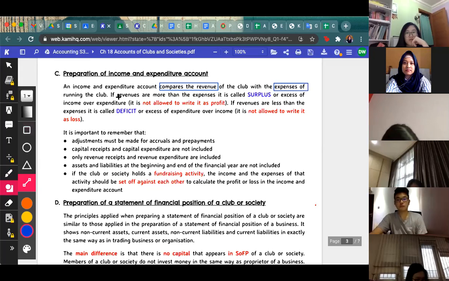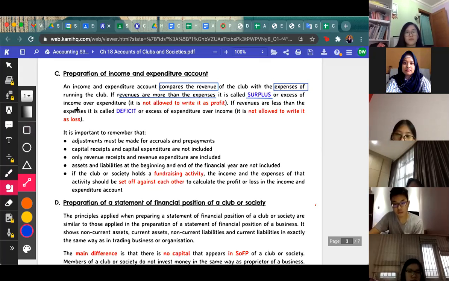Now, if revenue is more than expenses, usually we call it profit, but income and expenditure is for clubs and societies, which are non-for-profit organizations, so we cannot call it profit. We must call it a surplus. Surplus means an excess of income over expenditure. Once again, it is not allowed to write it as profit.